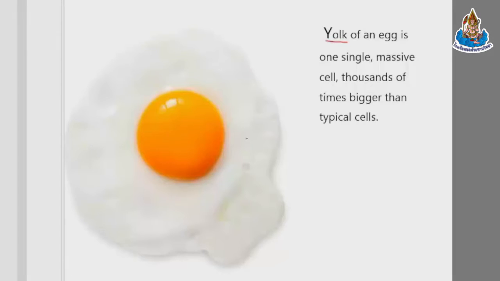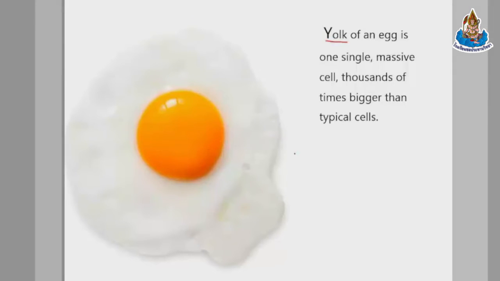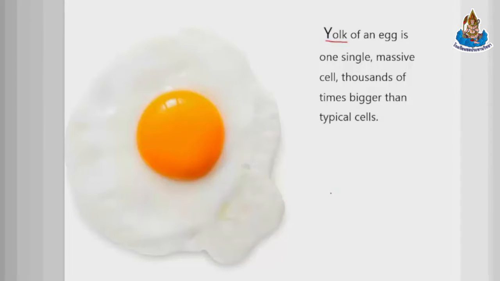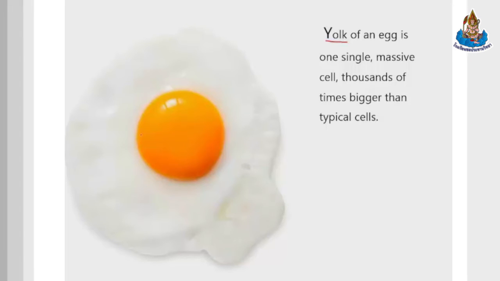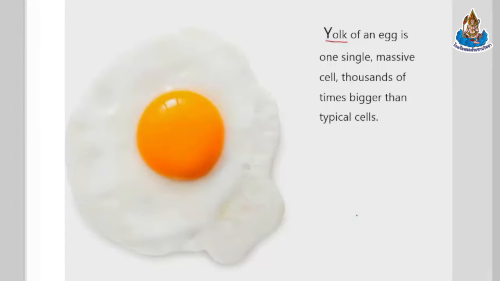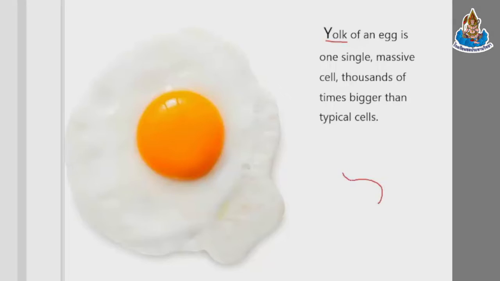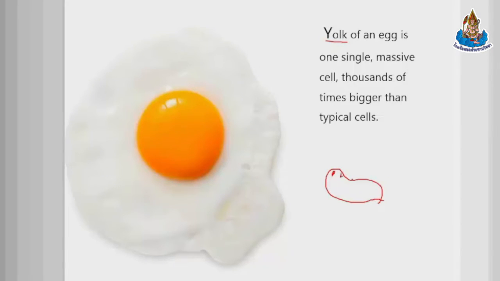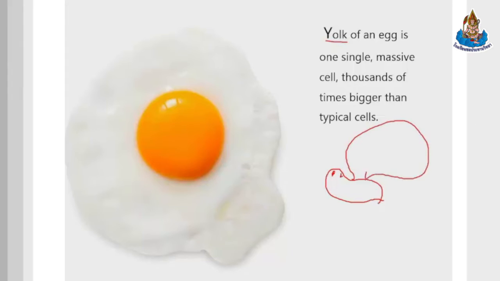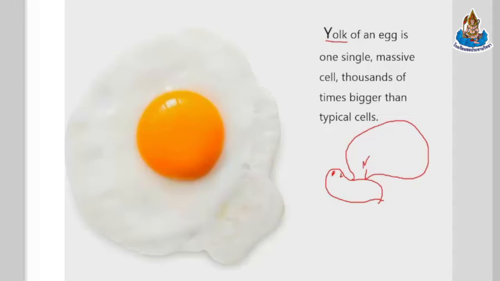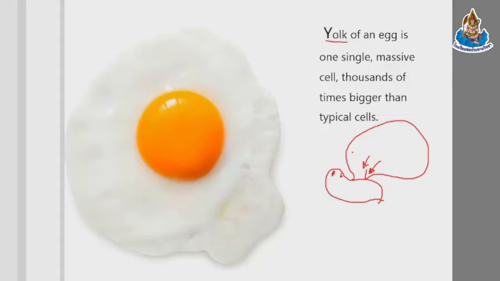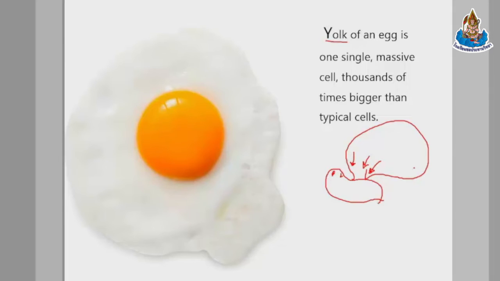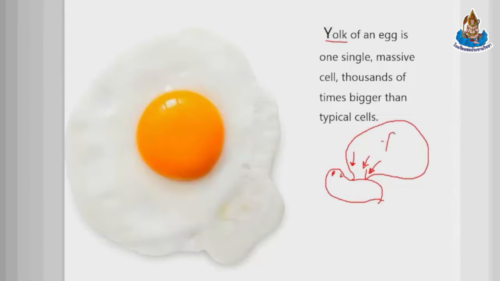Yolk is the food source of the embryo. The embryo needs food from the yolk to grow bigger. So, yolk is a cell that adapts itself to store food to feed the embryo. That's why yolk is an exceptionally big cell.